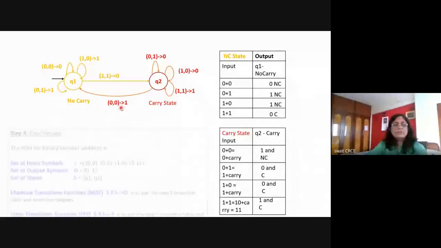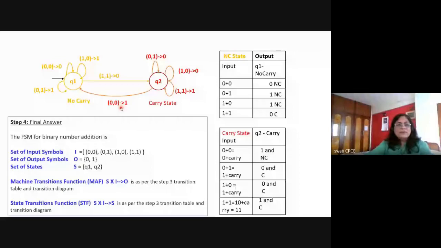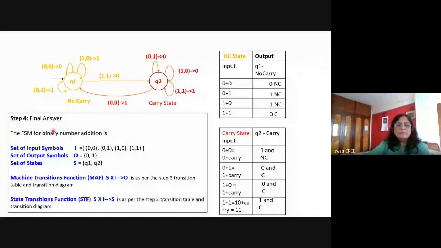Now step 4 is about writing the final answer. There is always 1 mark for writing the final answer. For each and every designing problem, you have to write down the final answer, and there is 1 mark. So even if your entire design is correct, but if you're not writing it, then you may get only 9 marks out of 10. So it's not difficult to write.